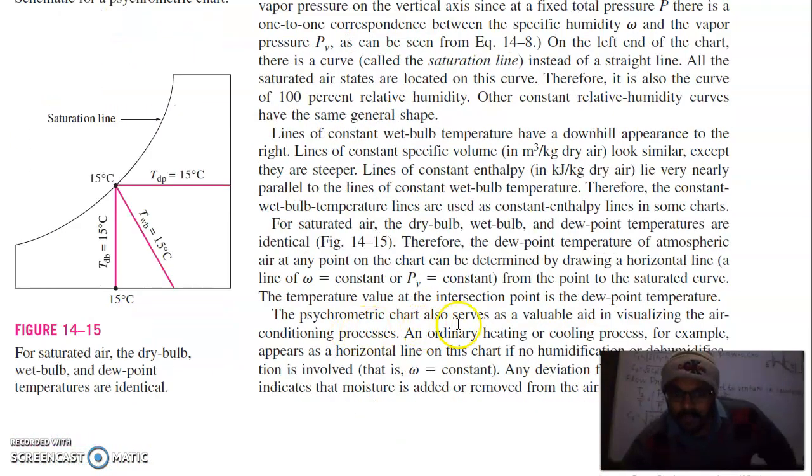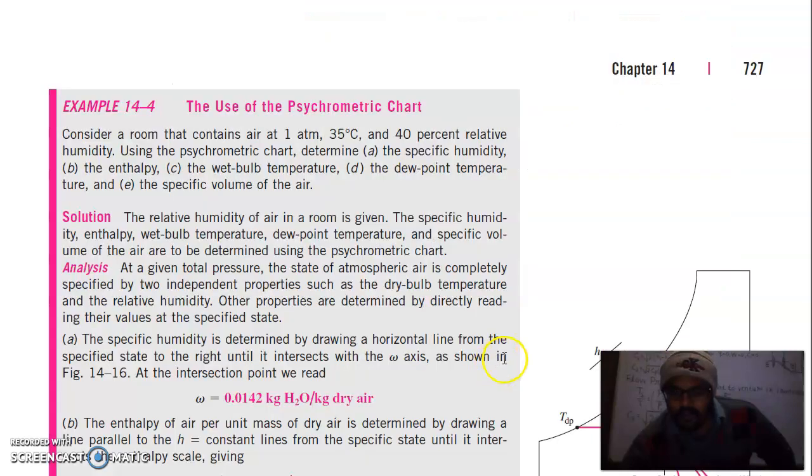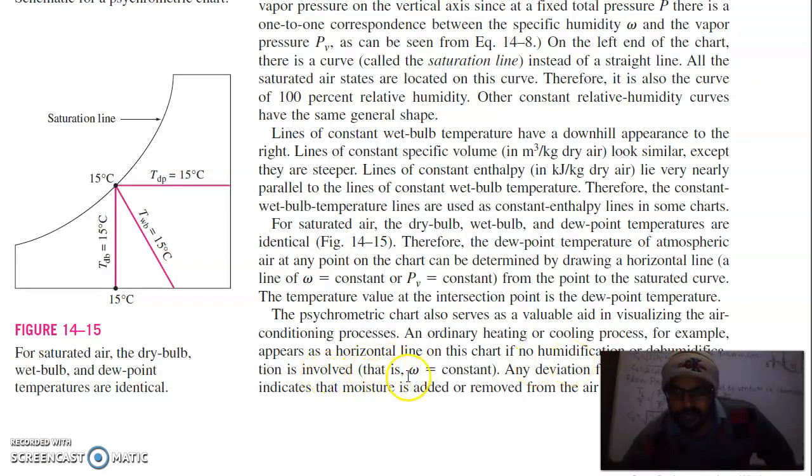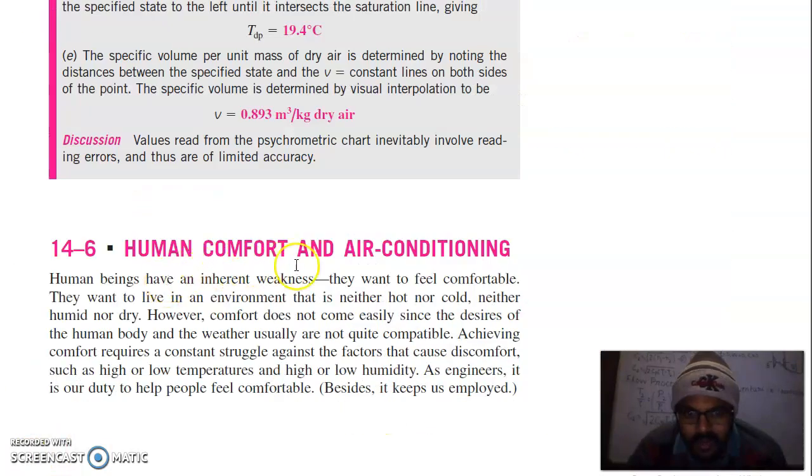The psychrometric chart also serves as a valuable aid in visualizing air conditioning processes. An ordinary heating or cooling process, for example, appears as a horizontal line on this chart if no humidification or dehumidification is involved. Any deviation from a horizontal line indicates that moisture is added or removed from the air during the process. So, human comfort and air conditioning.